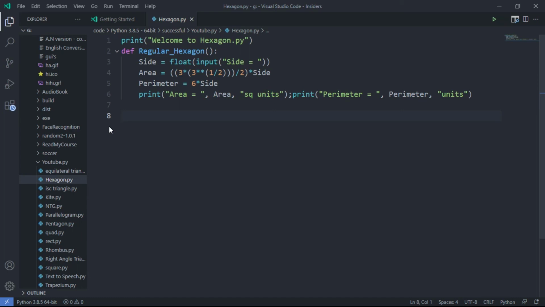And here I am writing a while loop to run this program again and again. And that's it guys, our program is completed. Now let's run it.